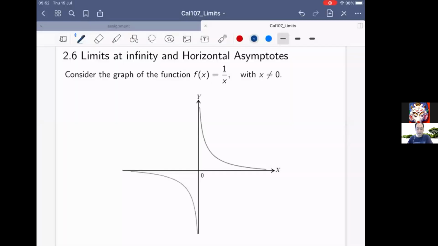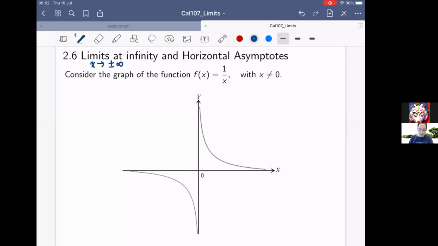Hello everybody, this is the fifth video clip for the first chapter, and in this one we are going to talk about the limits at infinity. By limits at infinity, we mean that we are going to consider the behavior of the function as x goes to either positive or negative infinity, as x gets pretty large or pretty small.